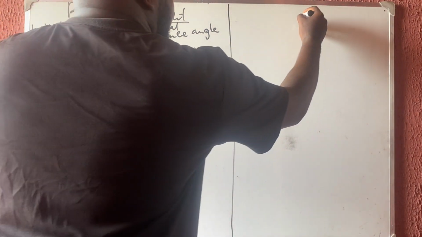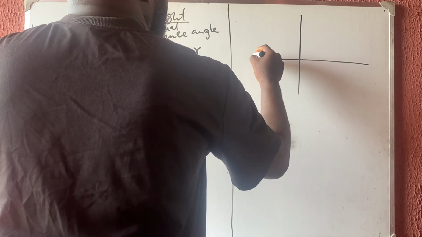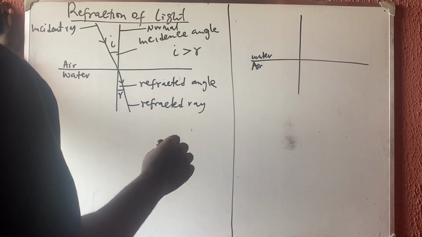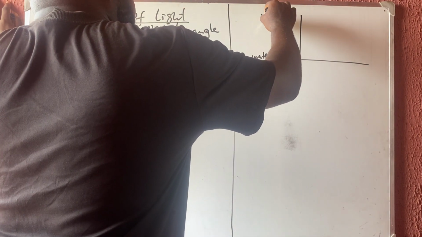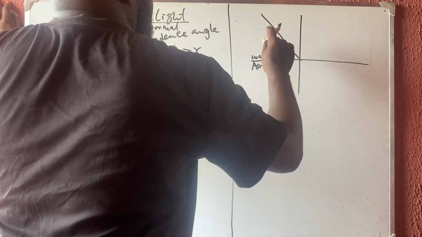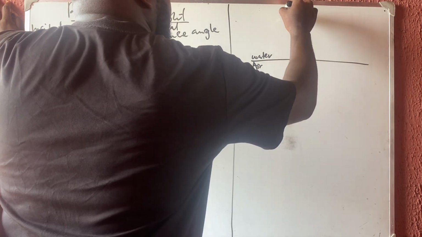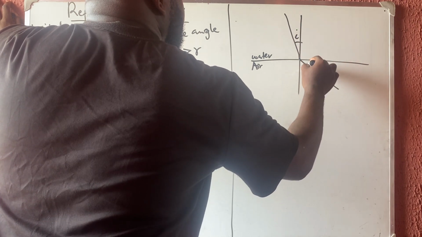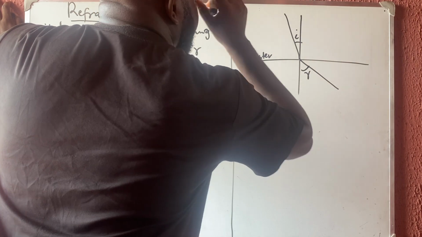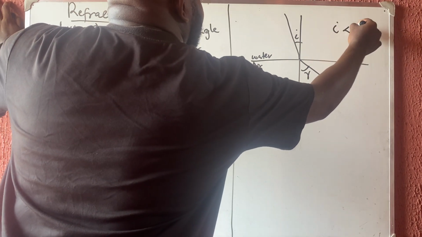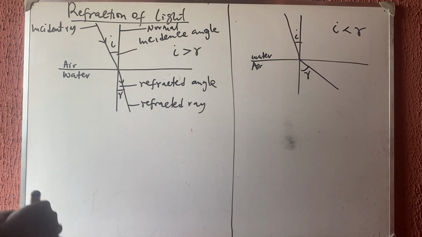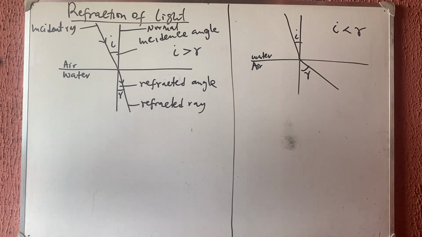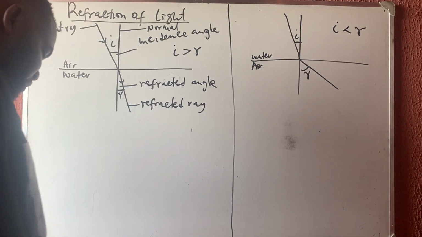But look at this case now. Here is water, and here is air. Let's say the light is now coming from here, and then it goes out here. Now this is my incidence, and this is my refracted angle. So here, i will be less than r, because the light is coming from a denser medium to a less dense medium. So please take note of that.